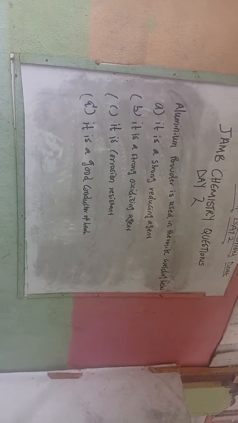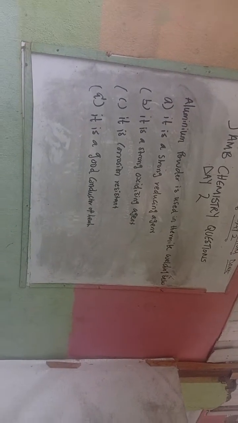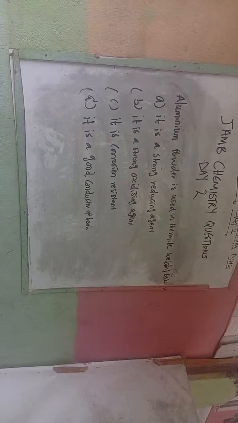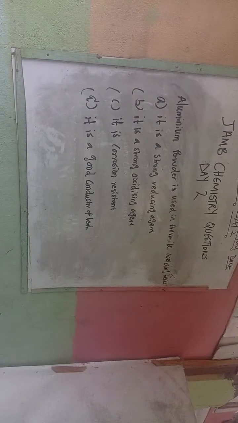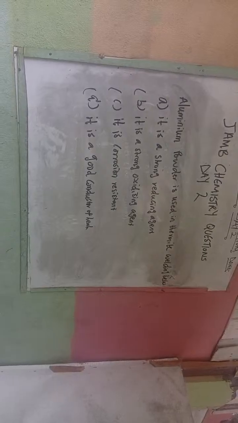So it says, aluminum powder is used in thermite welding because A, it is a strong reducing agent. B, it is a strong oxidizing agent. C, it is corrosion resistant. And D, it is a good conductor of heat. The answer there is A, it is a strong reducing agent.